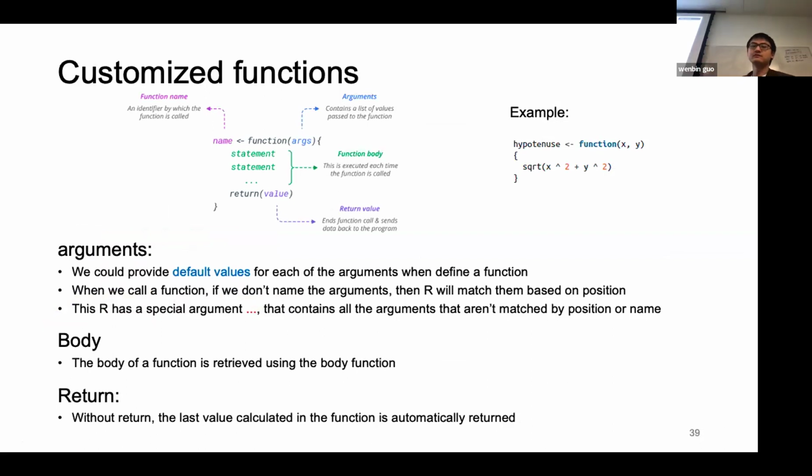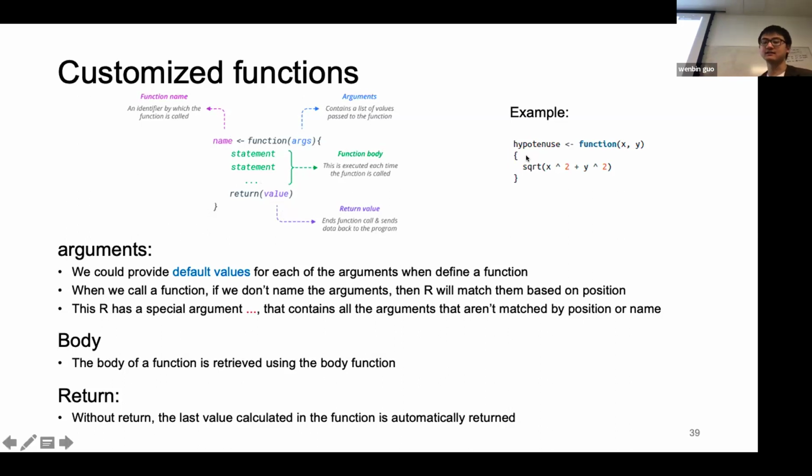If you want to write your own functions, the customized functions, you can write in this way: you have the name of a function, the assignment symbol, and the keyword function with the parentheses. Within the parentheses, you input the arguments, and the curly brackets enclose the function body. Usually we have a return value, which means the output this function is going to deliver.